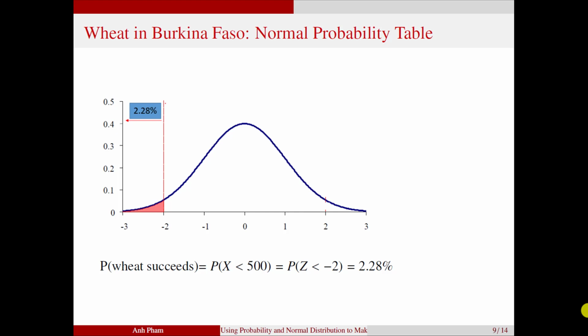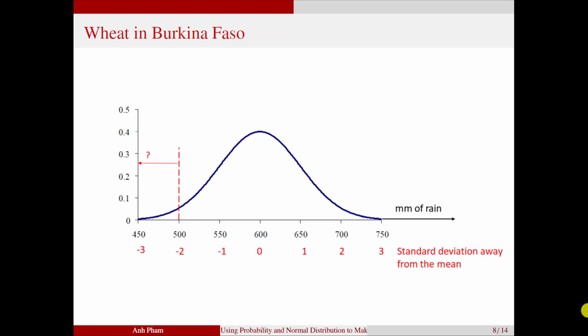Now if you look up the normal table, again, we want to look up the area on the left of 500. This is the area beyond z when z is equal to -2.